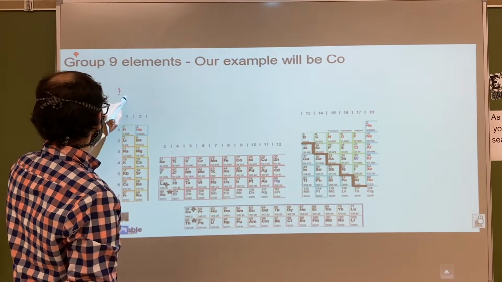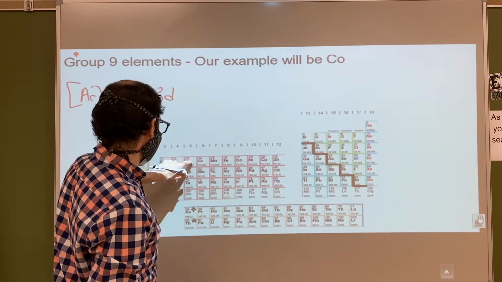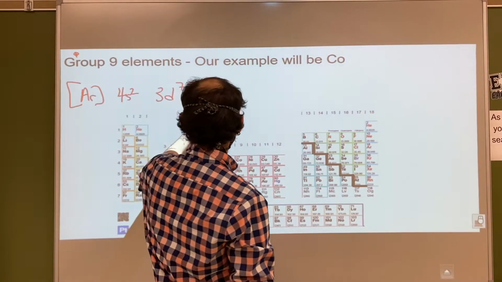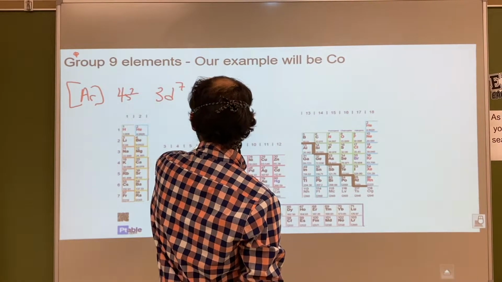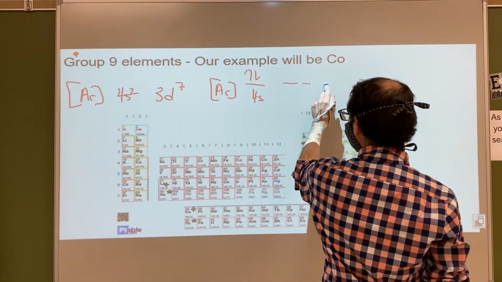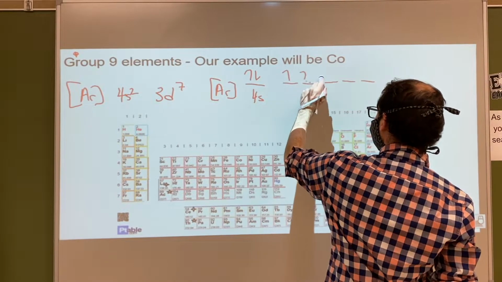Let's see, 4s2, right? That doesn't change. 3d, 1, 2, 3, 4, 5, 6, 7. Orbital diagram is going to be argon, 4s up, down. And this is going to be 3d7.